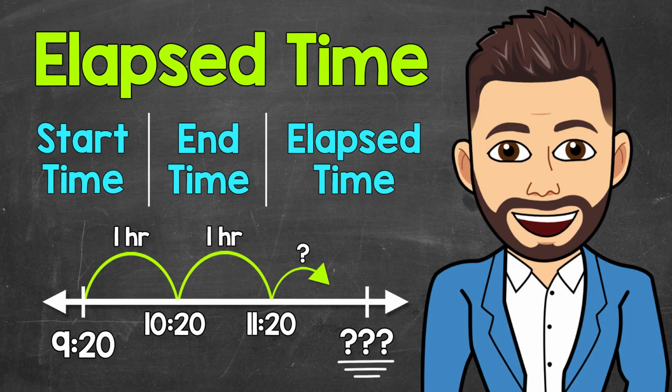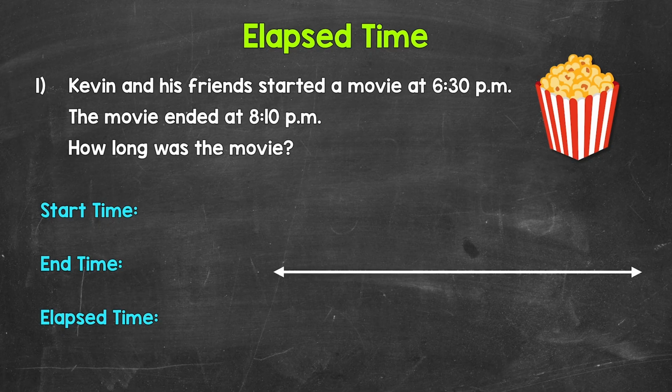In this video, I'm going to cover how to work through elapsed time problems. We will need to figure out the elapsed time, start time, or end time. We'll go through 4 examples in total. 2 where we need to find the elapsed time, 1 where we need to find the end time, and we'll end with 1 where we need to find the start time. And we'll use number lines to help us with these.